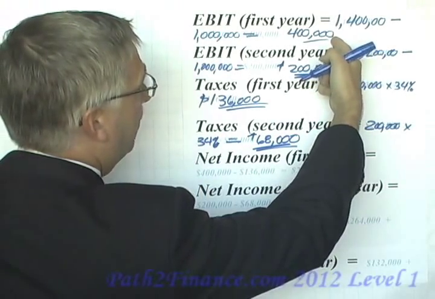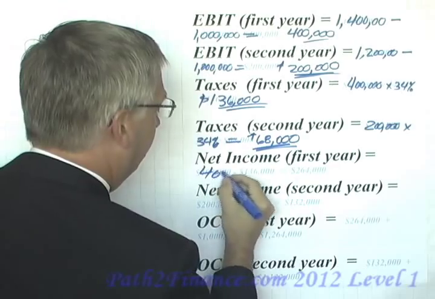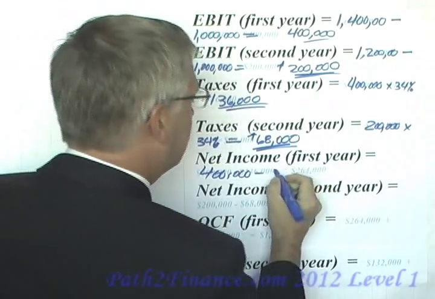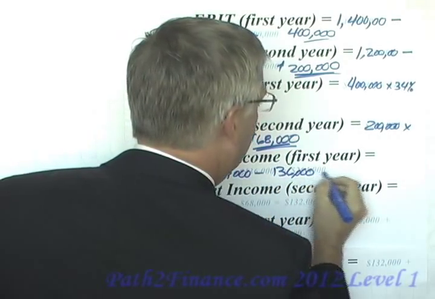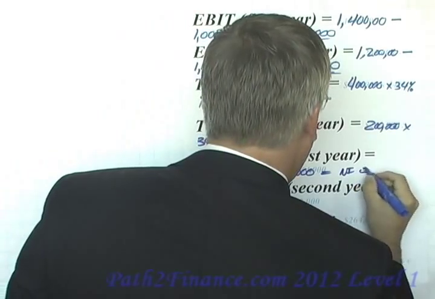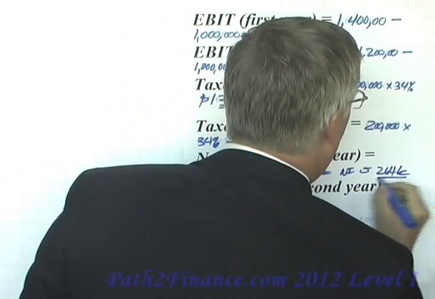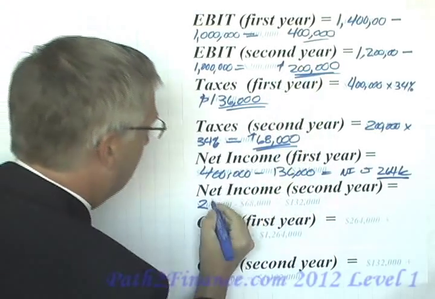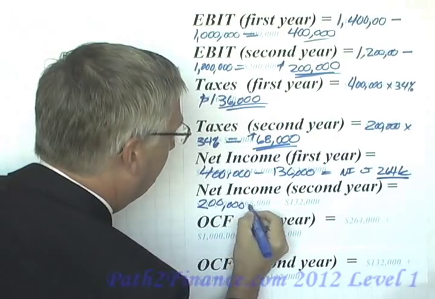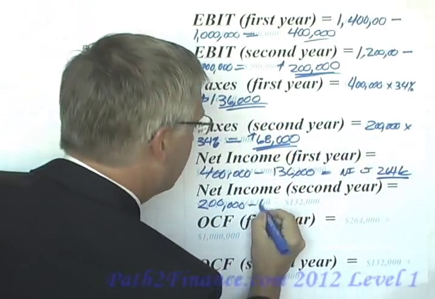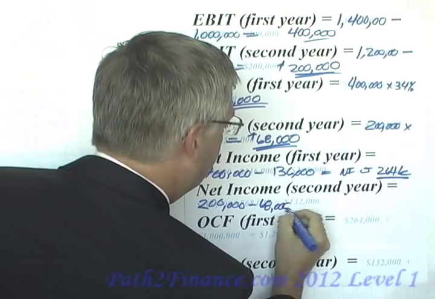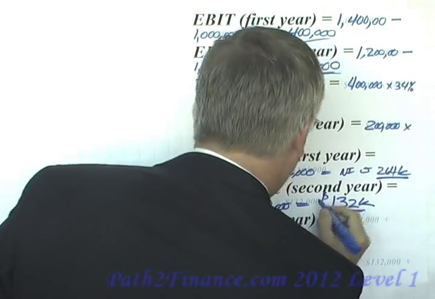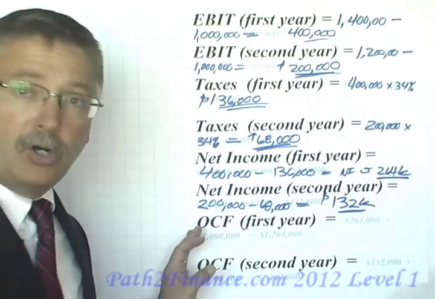Let's calculate our net income. We take, for the first year, our $400,000 of EBIT minus our tax bill of $136,000 gives us a net income of $264,000. In the second year, $200,000 of EBIT minus our $68,000 tax bill equals 132K of net income.